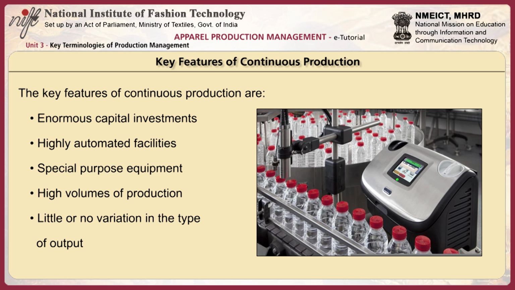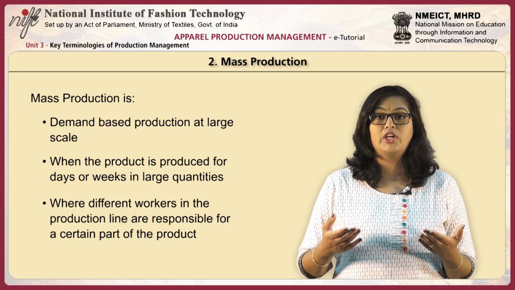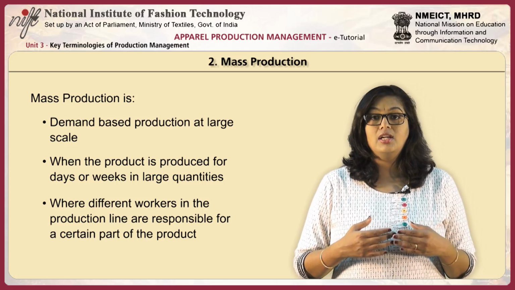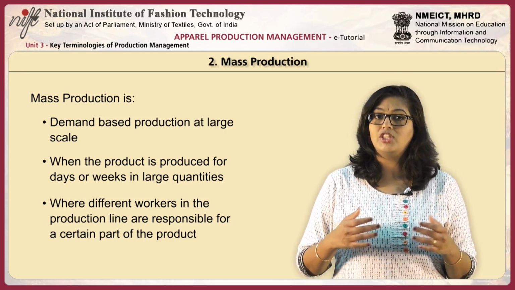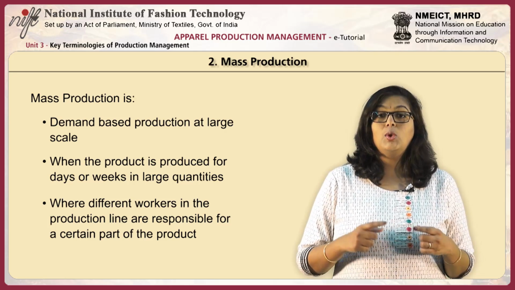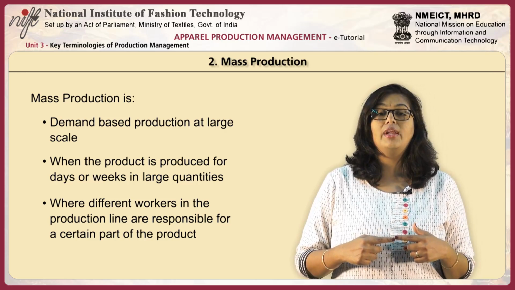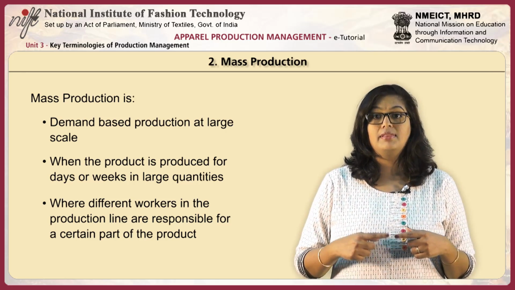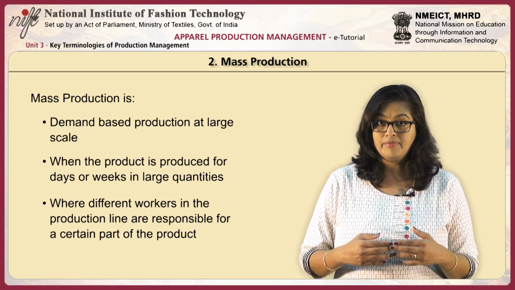The next would be your mass production. Mass production basically refers to the demand-based production on a highly large scale. It is done when the product is produced for days or weeks in large quantities. Though it is not the same as continuous production, wherein the production is 24 hours, 365 days a year, this does go on for days and weeks continuously.